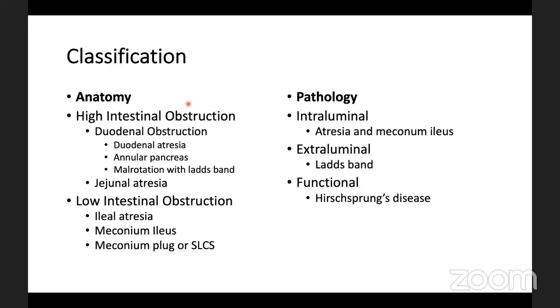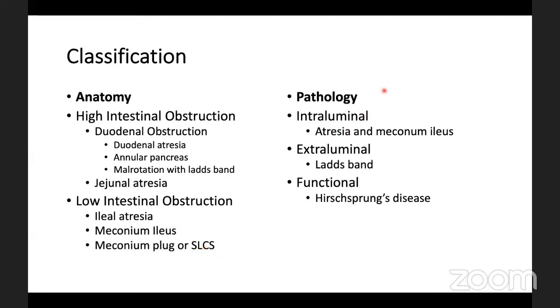First, from the anatomical classification, we can divide them into high intestinal and low intestinal obstruction. In the high intestinal obstruction, we have duodenal obstruction and jejunal atresia. Duodenal obstruction you can further divide into atresia, obstruction by annular pancreas, or malrotation with Ladd's band. And the low intestinal obstruction can be divided into ileal atresia, meconium ileus, meconium plug, or small left colon syndrome.